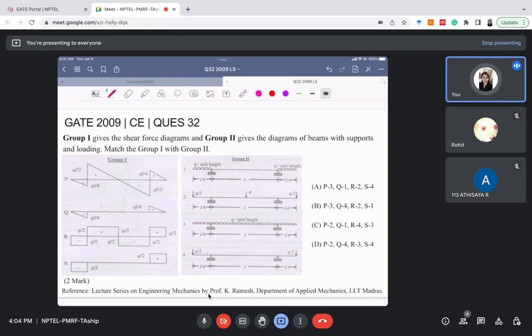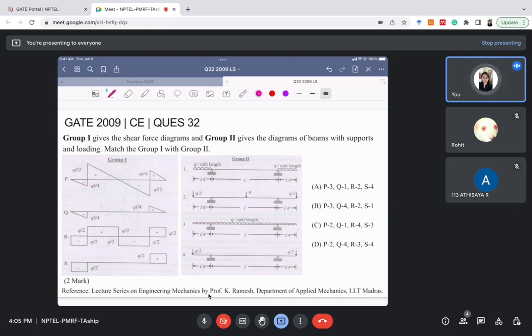So before discussing this problem, I'll discuss how to make the shear force and bending moment diagram quickly, and after discussing all those concepts, I hope you'll be able to solve this question yourself. Okay, then at last I'll discuss this problem. So let us discuss how to quickly make the shear force and bending moment diagram.